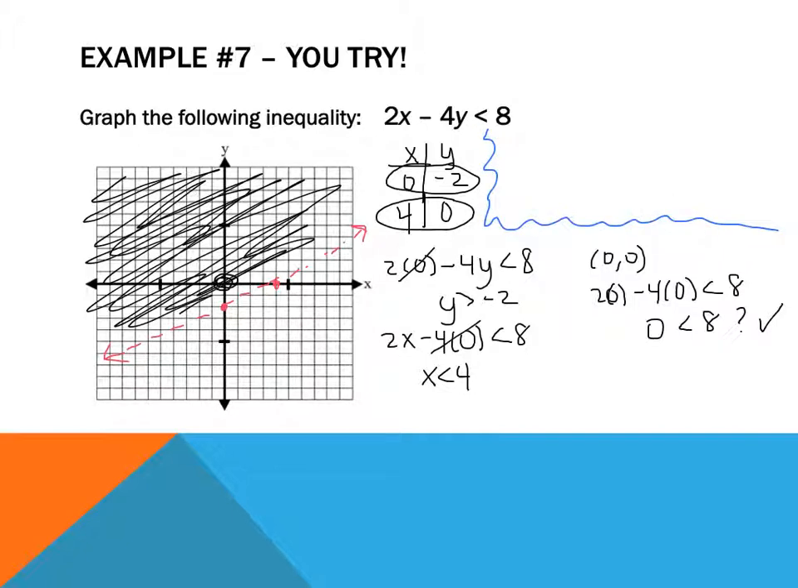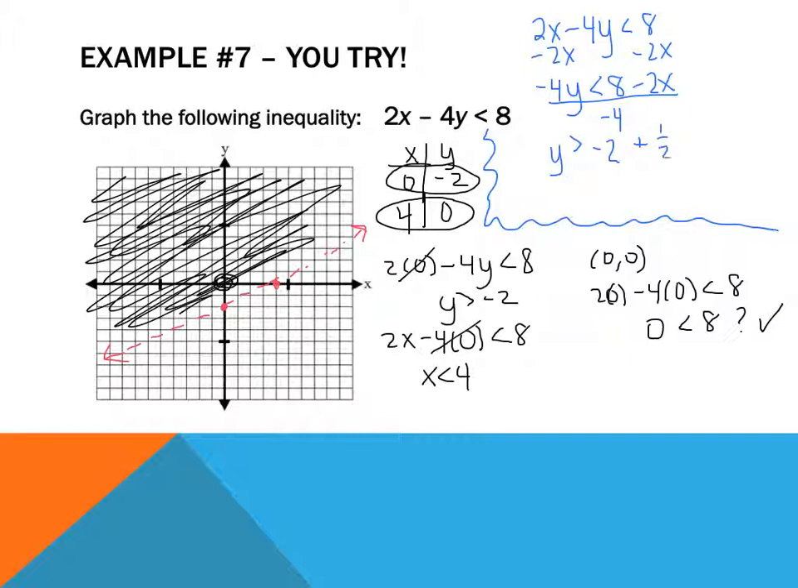I want to show you the other way if you chose to solve for y. So we started with 2x minus 4y is less than 8. If you chose to solve for y, you would have subtracted 2x. So this would have been negative 4y is less than 8 minus 2x. You then would have divided by negative 4. So that would have flipped your inequality. 8 divided by negative 4 is negative 2. I have a negative 2x divided by negative 4, which is a positive 1/2 x. So this would have been the same thing, negative 2 plus 1/2 x.